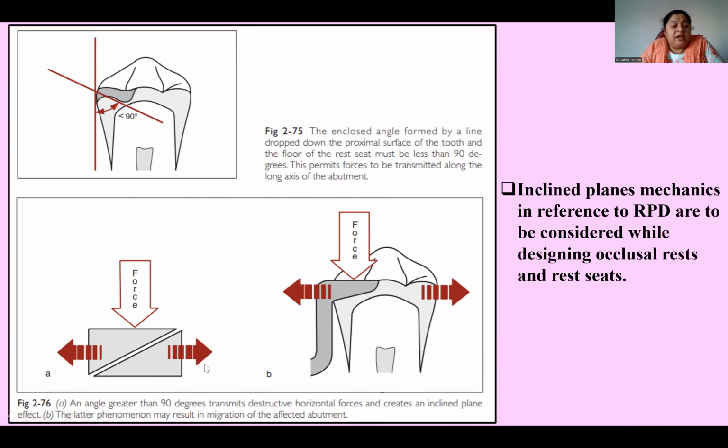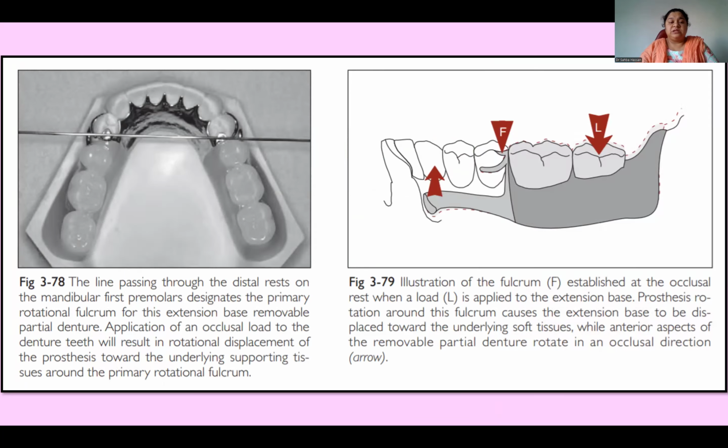When force is there, on the left side and right side, the arrows show they are both pulling each other, which we have to stop. So the latter phenomenon results in migration of the abutment. Anytime we are placing this, it has to be less than 90 degrees. Otherwise, an inclined plane effect will be there and it will cause migration of the abutment. So always remember, when you read your chapter on rests, more clarity will be there. But when you're placing a rest, it has to be less than 90.